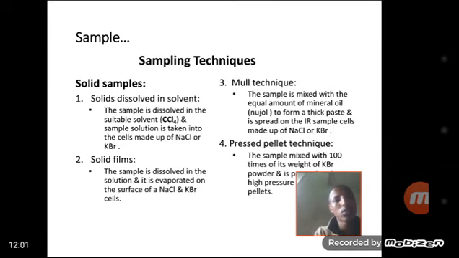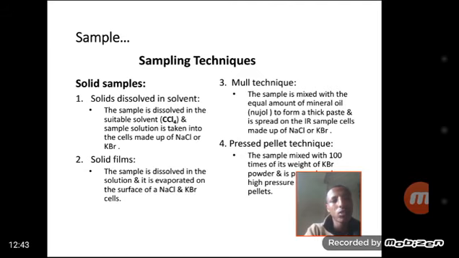Solid samples can be identified or detected in different forms. For example, a solid dissolved in a solvent. The sample is dissolved in a suitable solvent, such as carbon tetrachloride, and the sample solution is taken into a cell made of sodium chloride or potassium chloride. Carbon tetrachloride is selected because it is non-polar and does not dissolve the sample holder, so it does not affect the transparency of the sample holder.